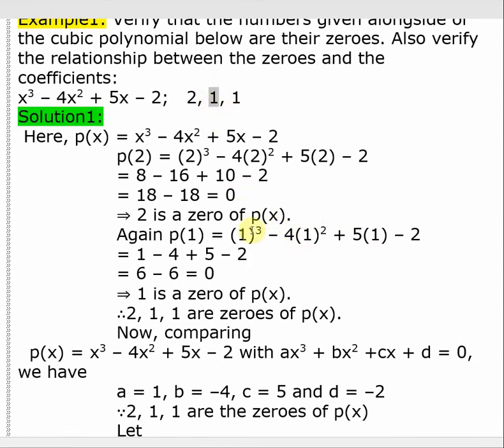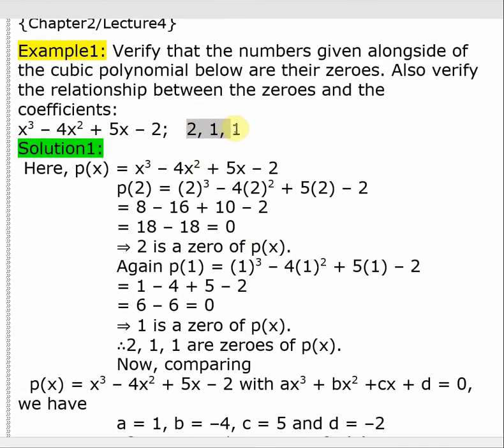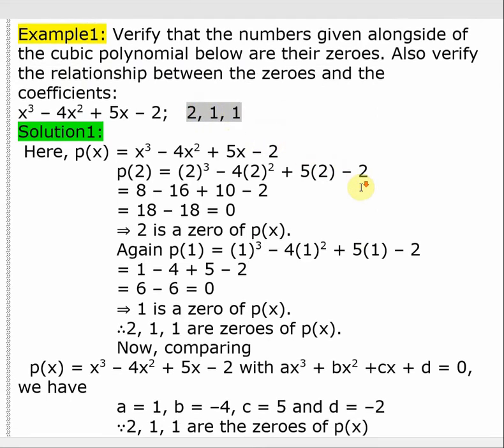Next, with number 1. That means we have to check P of 1. So P of 1 equals 1 cube minus 4 into 1 square plus 5 into 1 minus 2. Same thing we have done. We have just replaced all the x with 1 and we are checking the values. So 1 cube is 1, 4 into 1 square is minus 4, plus 5 into 1 is plus 5, and minus 2. This is also giving us 0. That means 1 is also a zero of this polynomial. So all three values 2, 1, 1 are the zeros of the polynomial.